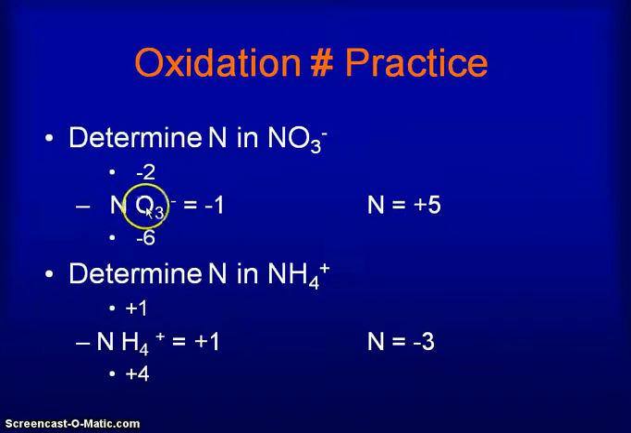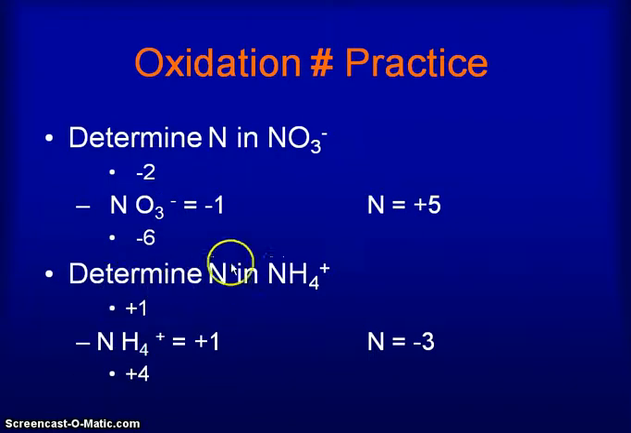If I'm looking for nitrogen, then that means that I know a rule about oxygen. And oxygen's rule is that it's -2. There are 3 of them total, so I will have -6 overall from all 3 of those oxygens. And that means that nitrogen then must be a positive 5 in order to get back to -1.